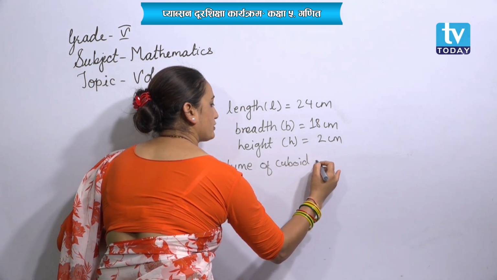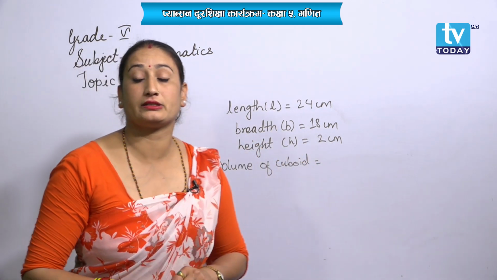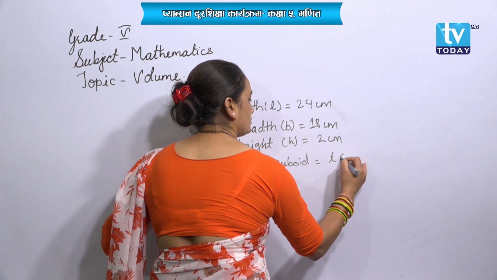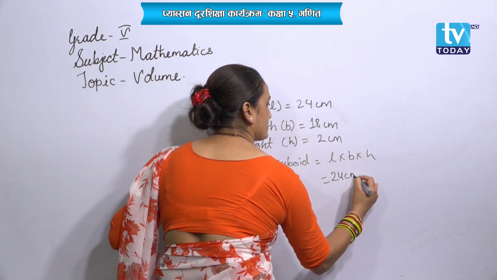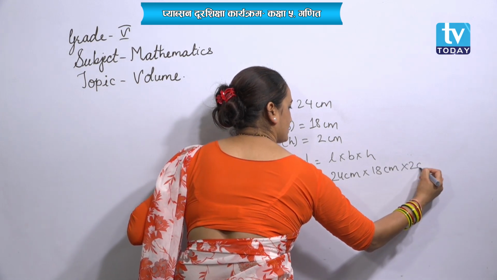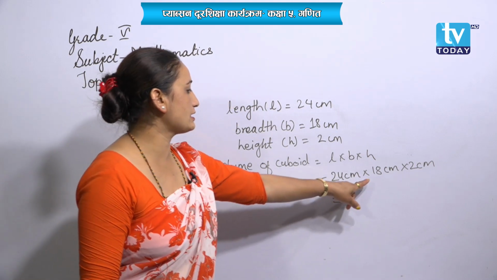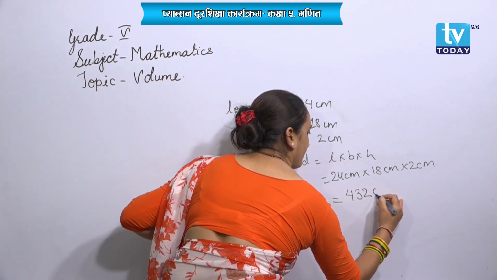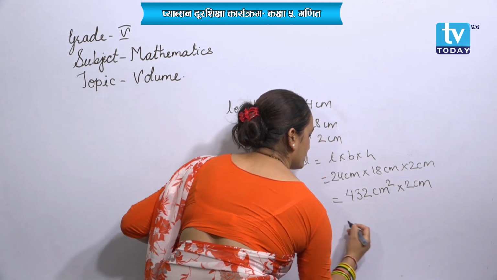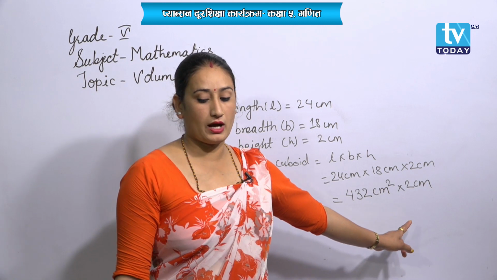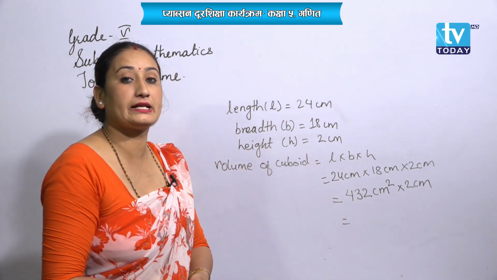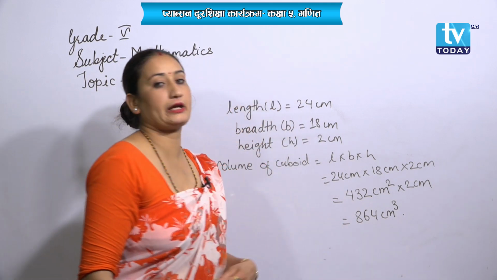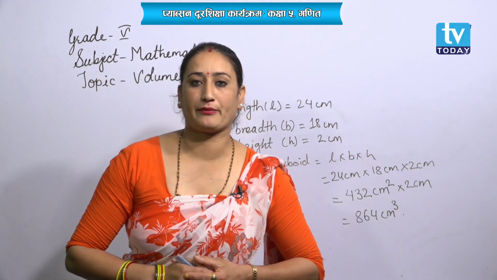Now we can write it, volume of a cuboid, because length is given, breadth is given and height is given in the different measurements. So volume of a cuboid equals to L into B into H, that is 24 centimeter into 18 centimeter into 2 centimeter. Now can we multiply it? 24 centimeter into 18 centimeter, it's 432 centimeter square. Into 2 centimeter, it will be 864 cubic centimeter. Can we write it like this way? Or cu cm, right? Cubic centimeter.